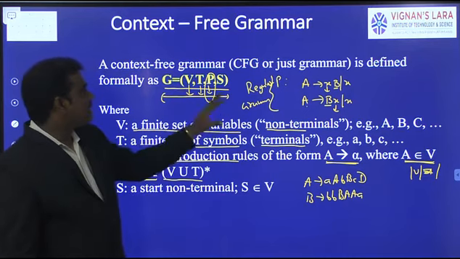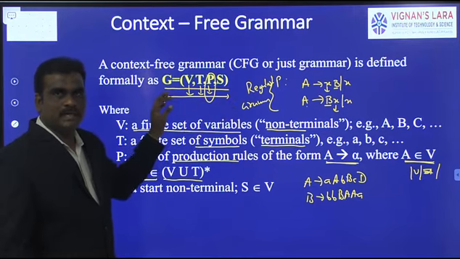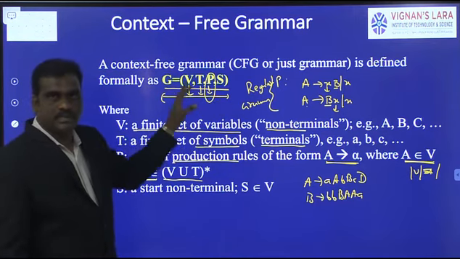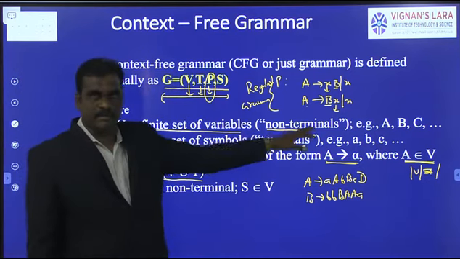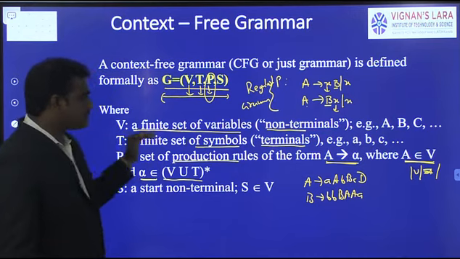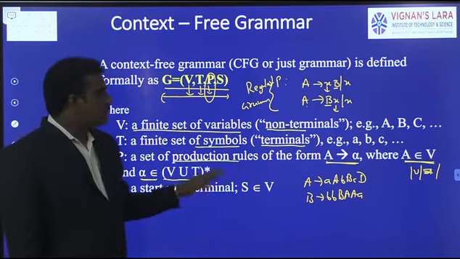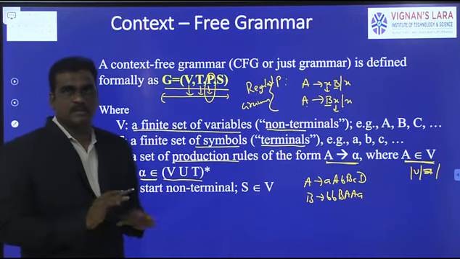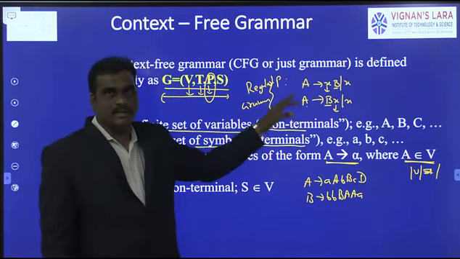Whatever the grammar, whether it is a regular grammar, context-free grammar or context-sensitive grammar, the grammar tuples are the same, that is G equal to V, T, P, S. V means variables or non-terminals. Next, T means terminals, and S is the starting symbol. Of these four tuples, three are the same. The only difference is P. So this is the rule for regular grammar.